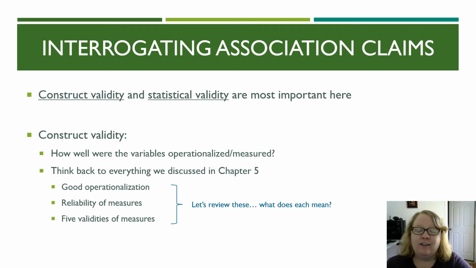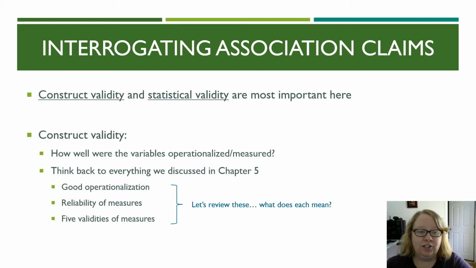And then reliability of measures, that's all about consistency, right? So inter-rater, internal, test-retest consistency of the measure: does it give you the same results each time? And then those five subtypes of construct validity we talked about in chapter 5. Remember, you don't need to know them all specifically, but some of them are subjective, like face and content. Some of them are empirically tested, like criterion, convergent, and discriminant. Those are all ways that we can assess the construct validity of measures. So these are questions that you can ask about construct validity for association claims.